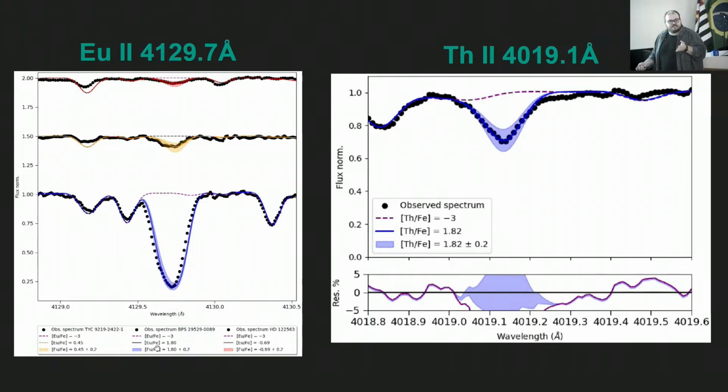Its metallicity is about minus 2.46. And it was so enriched in r-process elements that we could even measure thorium, that is generally very difficult to do in spectra of stars. So here you have the thorium II line, and it's well fitted.